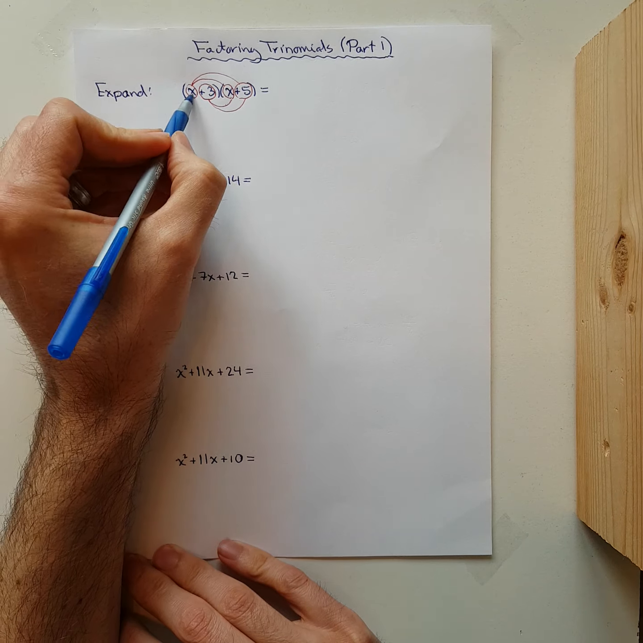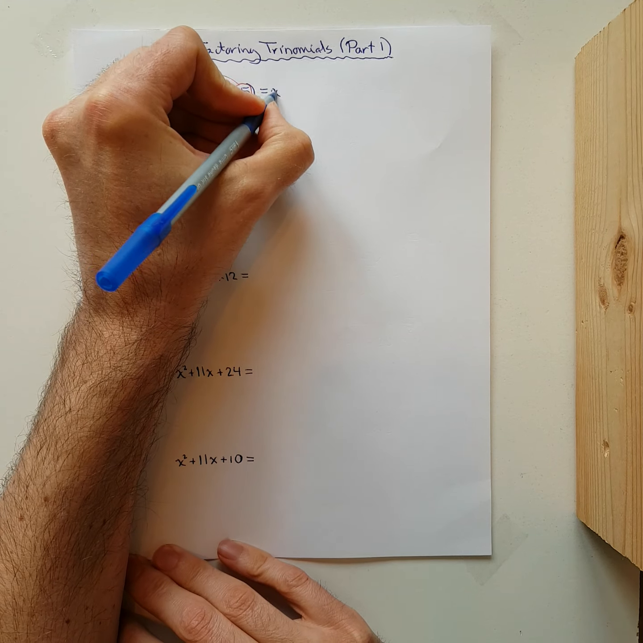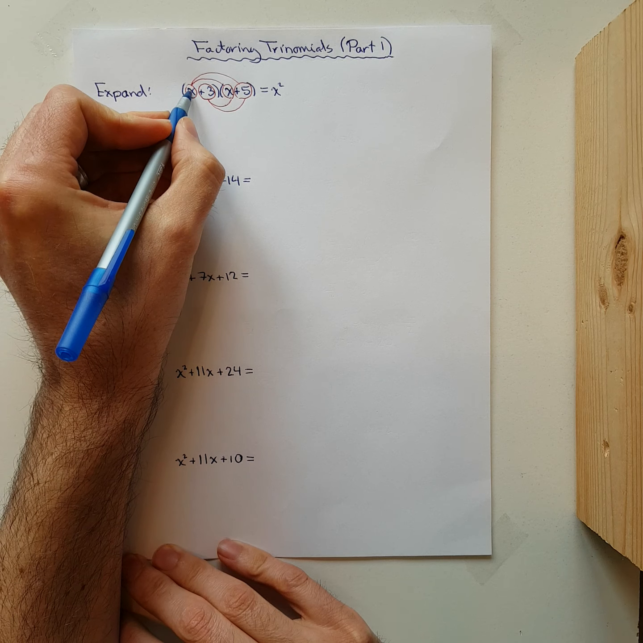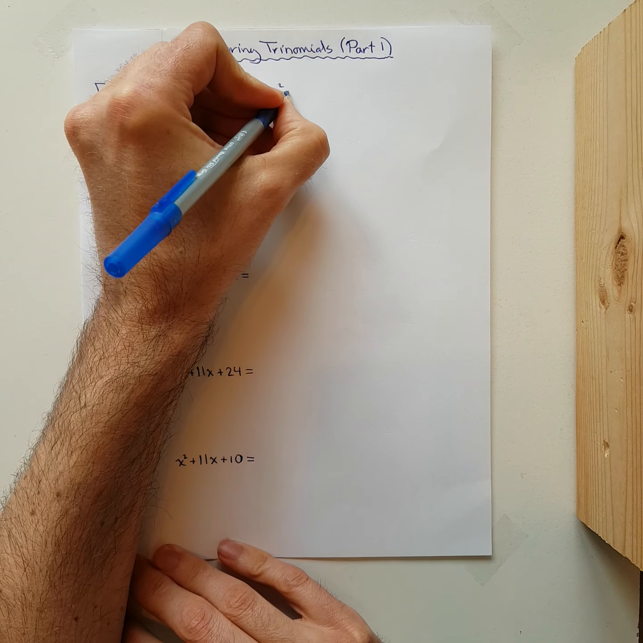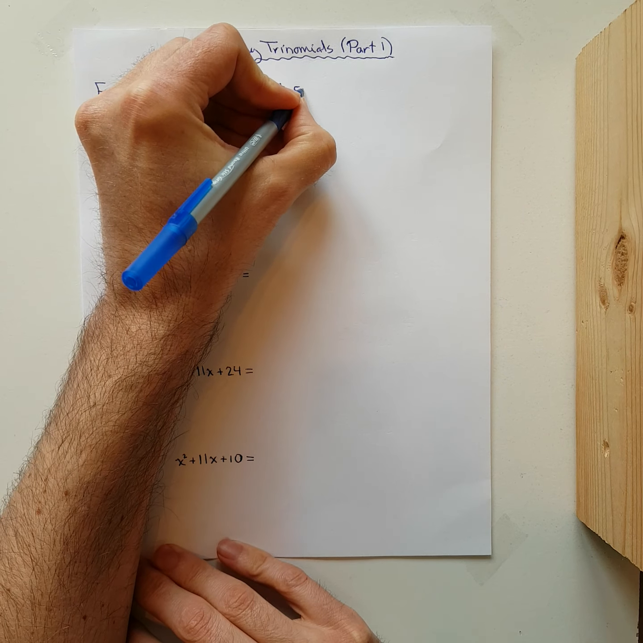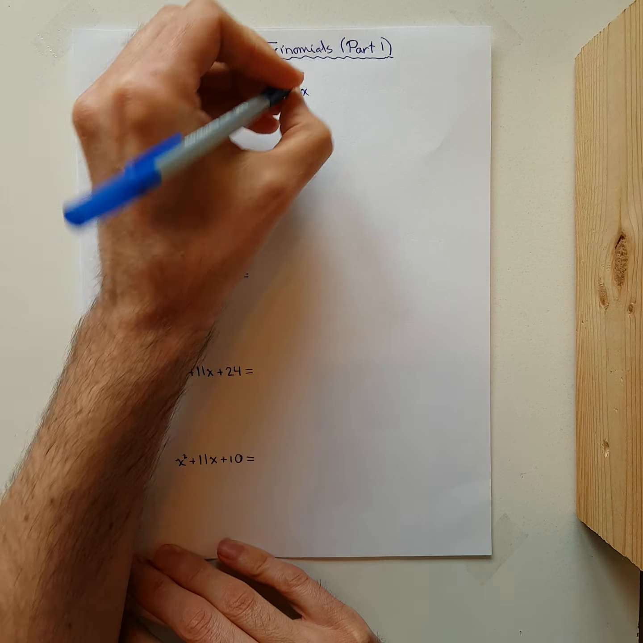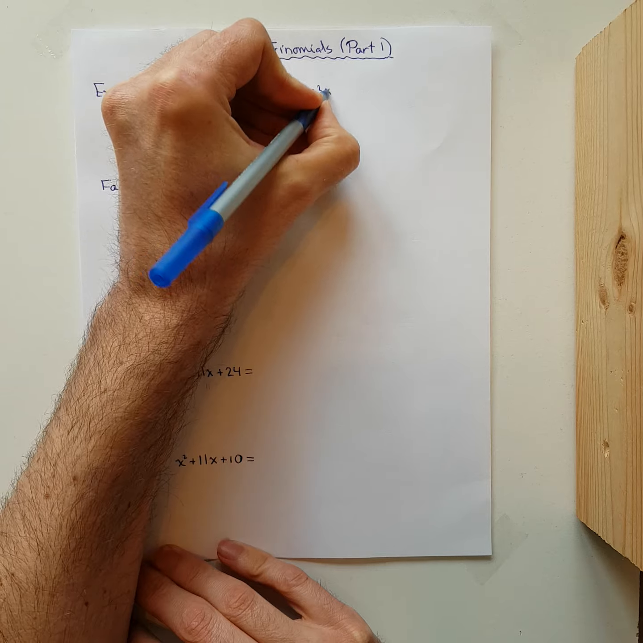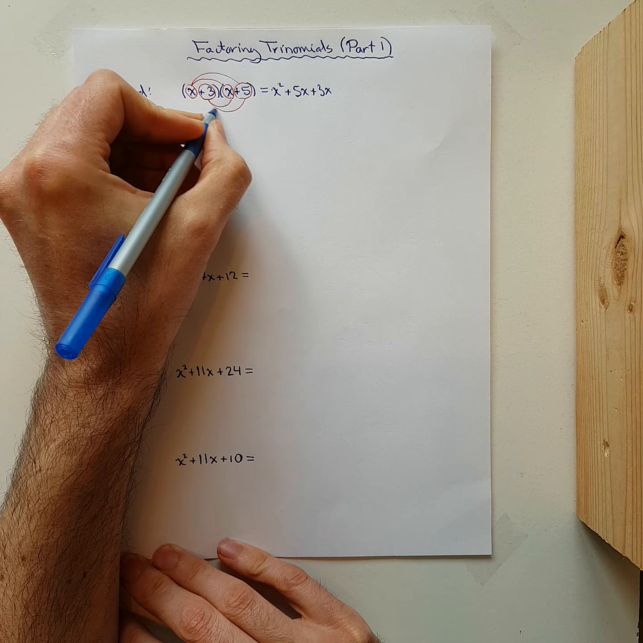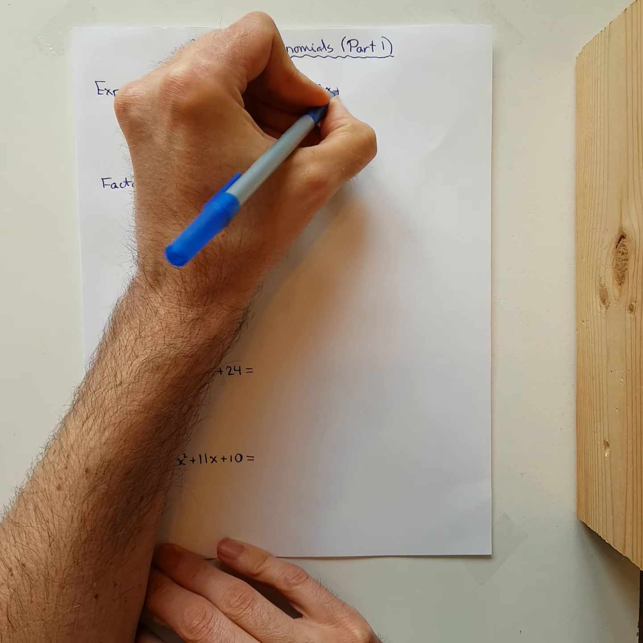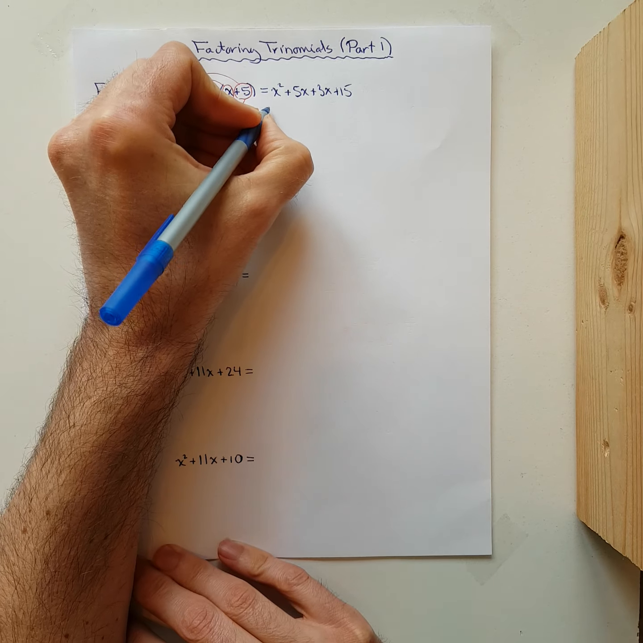As we do that, x times x will give us x squared. X times 5 will give us plus 5x. Positive 3 times x will give us plus 3x. And then lastly, positive 3 times positive 5 will give us 15.